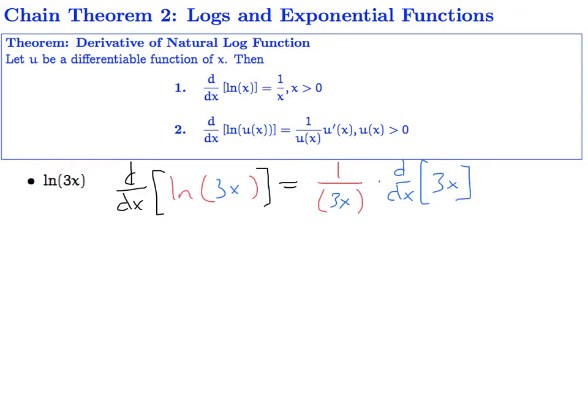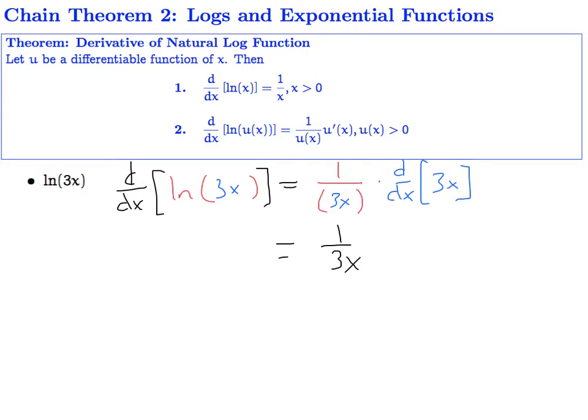Hopefully you recognize that this is the exact form given in property 2 up here of how this will work with the chain rule. Our inside function, u of x, was 3x. And so that's why we have u prime, the derivative of 3x. And the 1 over part comes from the derivative of the natural log. And so to complete this problem, we just work through the computation.